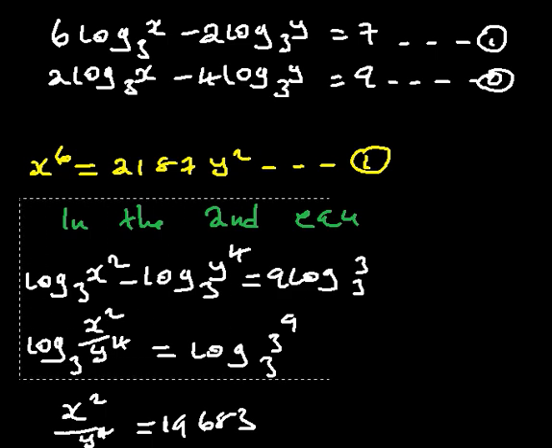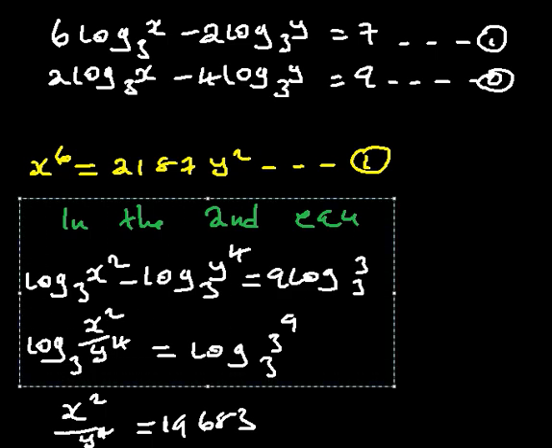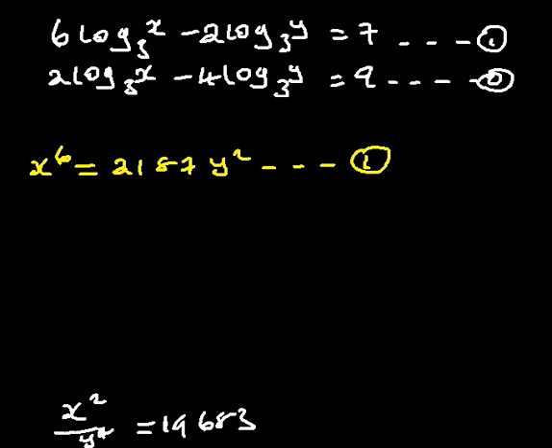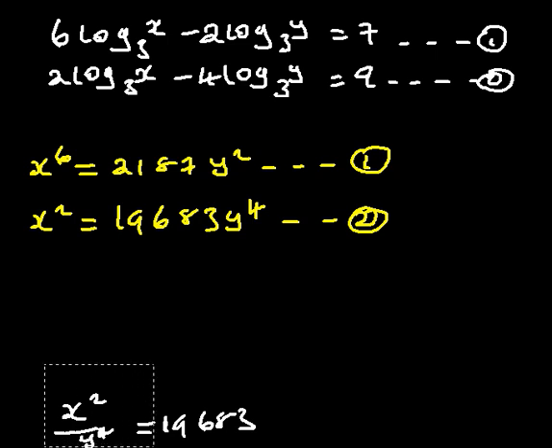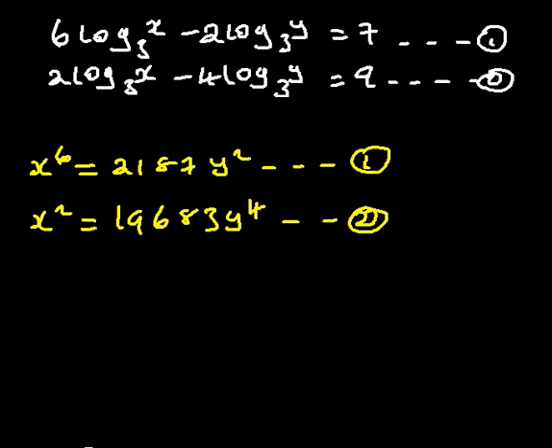So the cross multiplication will be given as x squared, which is equal to 19,683 y to the power 4. So that is given as equation number 2, as you can see. Now what we have are simple equations that we can solve simultaneously.